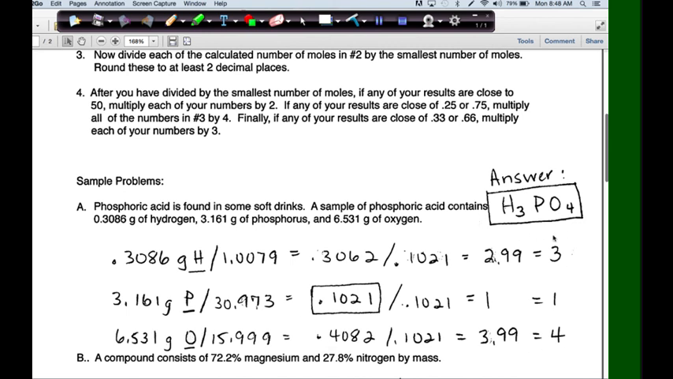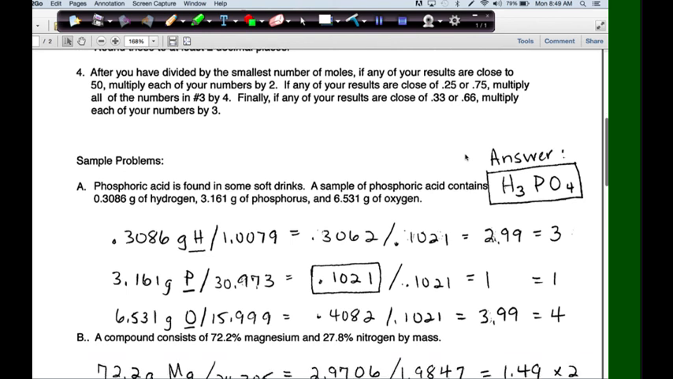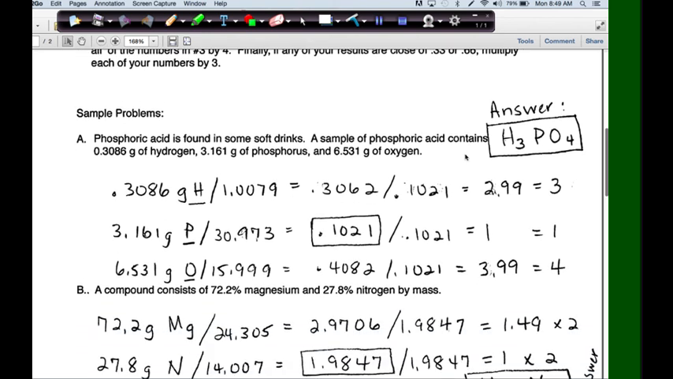So this is actually my answer. My answer is going to be a formula. And it's a very cookie cutter kind of problem where you go through the same steps for any simplest formula or empirical formula problem. A little bit different situation arises in letter B.